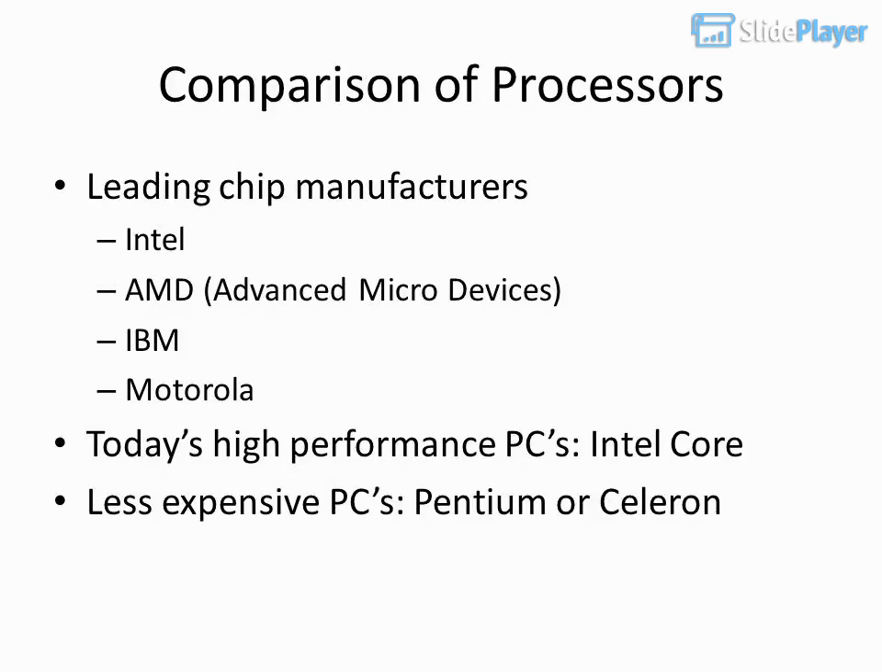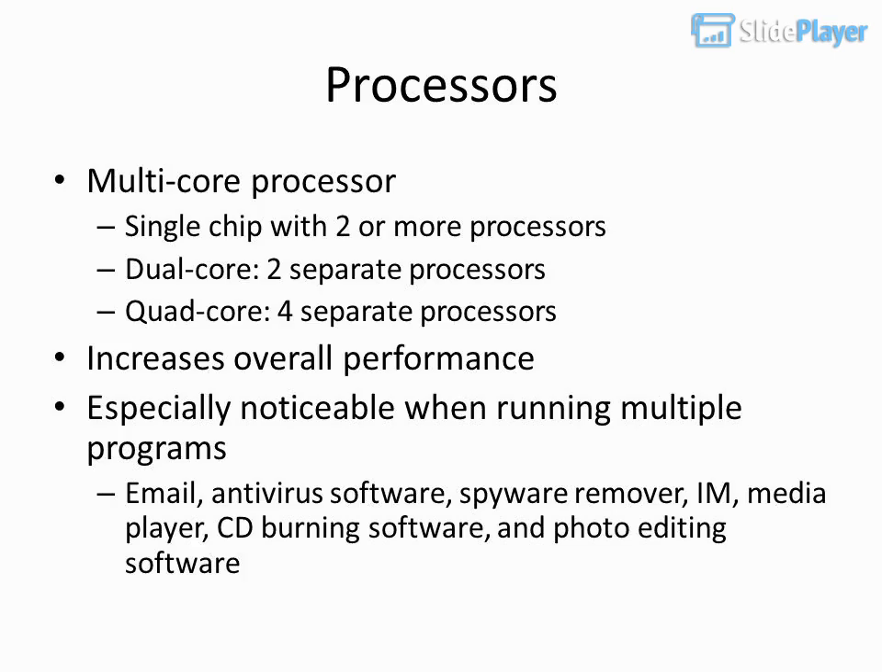Comparison of processors. Leading chip manufacturers: Intel, AMD (Advanced Micro Devices), IBM, Motorola. Today's high-performance PCs use Intel Core; less expensive PCs use Pentium or Celeron. A multi-core processor increases overall performance. It is a single chip with two or more processors. Dual core means two separate processors; quad core means four separate processors. The increase in overall performance is especially noticeable when running multiple programs.